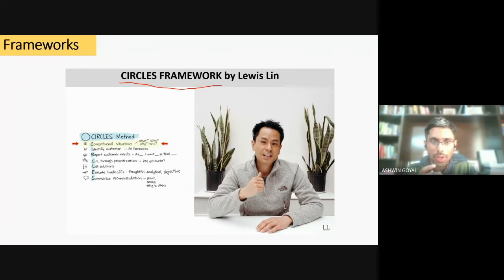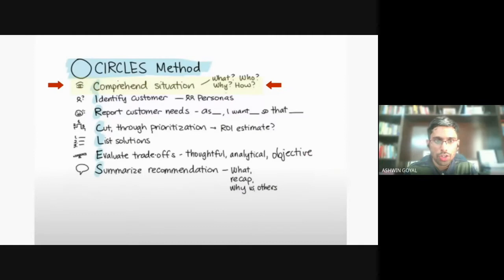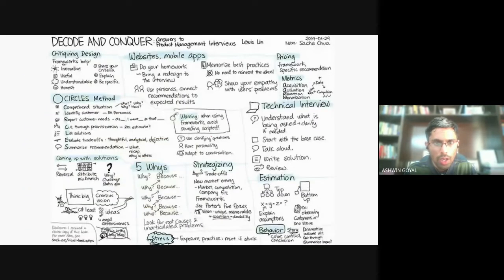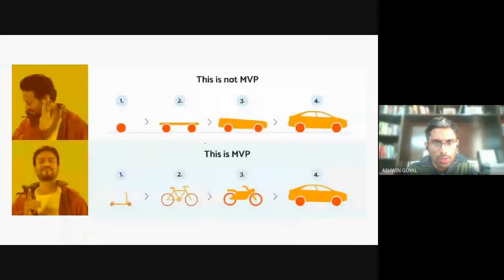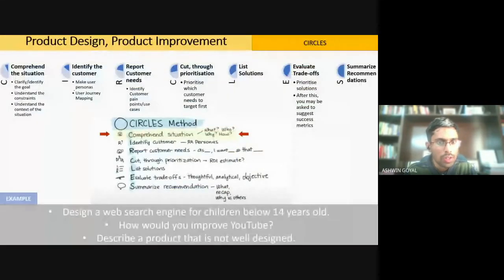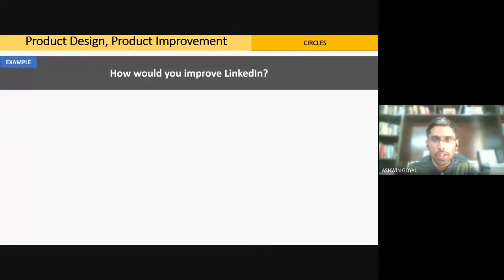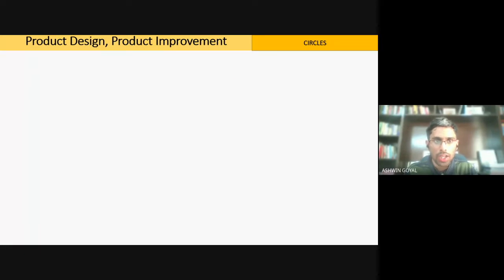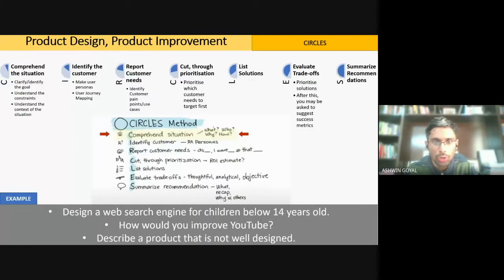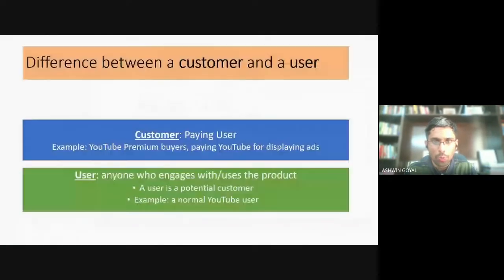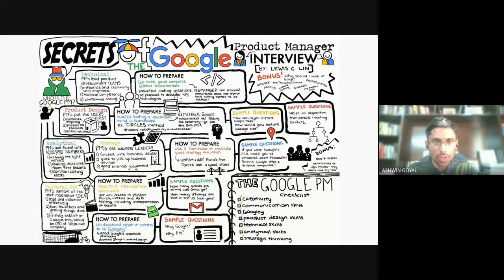So what is this framework? We first comprehend the situation. So C stands for comprehending the situation. Let me give you an example. I have some good examples. How would you improve LinkedIn is a good example. And this comes under product design and product improvement. Now I use the CIRCLES method here. How would you improve LinkedIn? Let's go back to the framework.